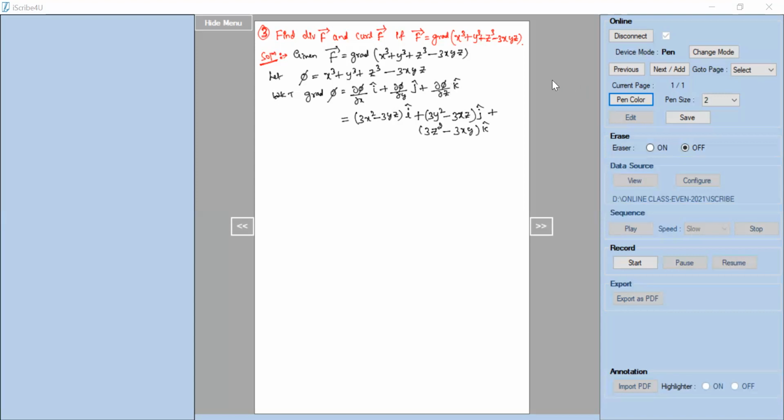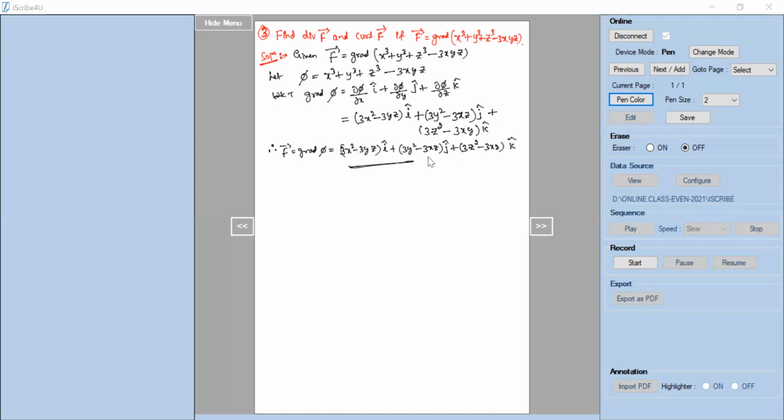So just like the first problem, we have calculated the gradient of the scalar function. So you get grad phi. And you know grad of this is nothing but vector f. So I can take this grad phi as f here. Therefore I can write vector f is nothing but grad phi, which is equal to 3x square minus 3yz into i cap plus 3y square minus 3xz into j cap plus 3z square minus 3xy into k cap. So this is our vector f now. Whatever vector f is given, the gradient of this we have simplified, we get this.